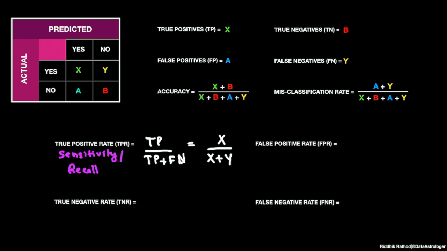Similarly, to calculate the true negative rate, we would use the true negatives and divide them by the total number of actual negatives. In this case, that would end up being b divided by a plus b, or true negatives divided by the true negatives plus false positives. This metric is also known as specificity.